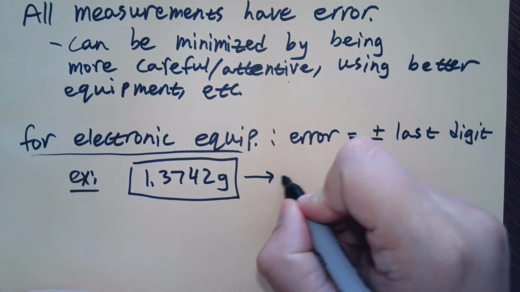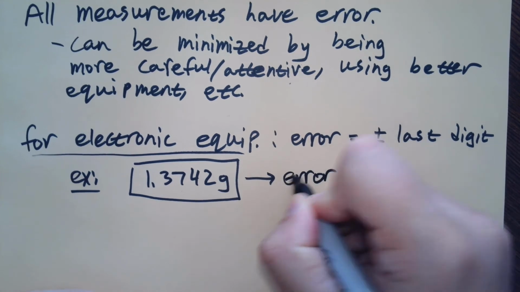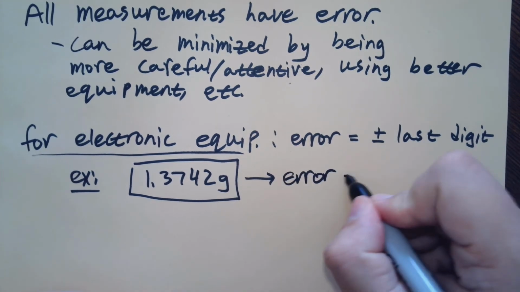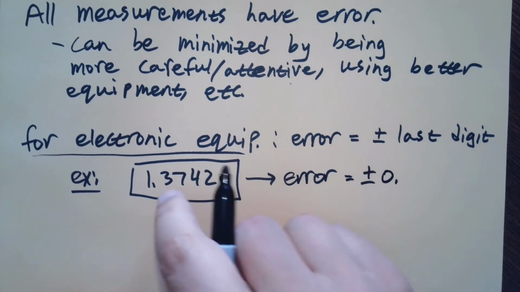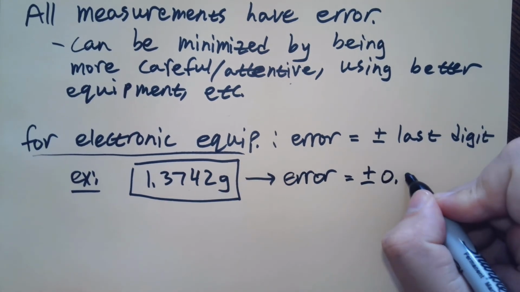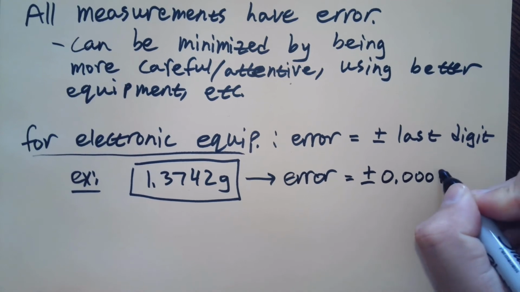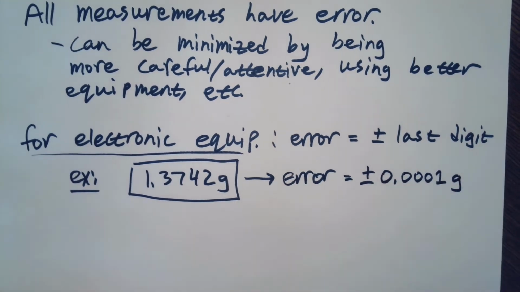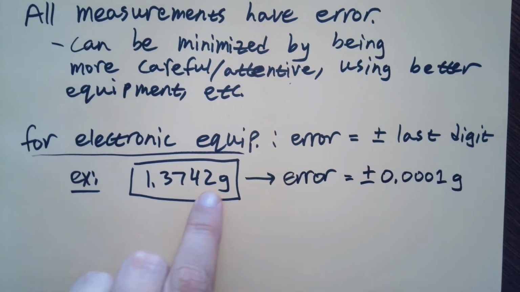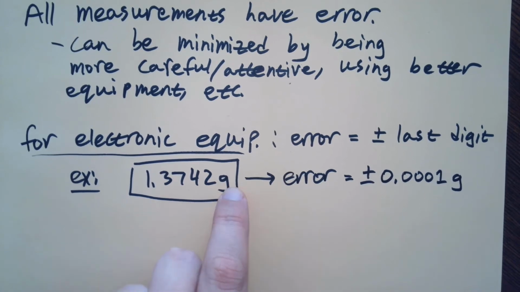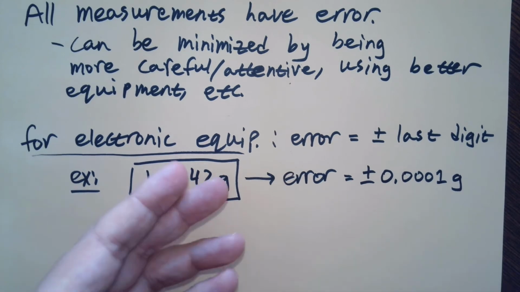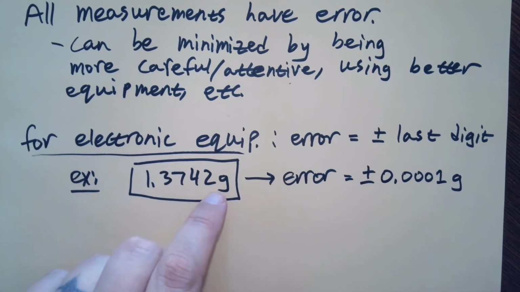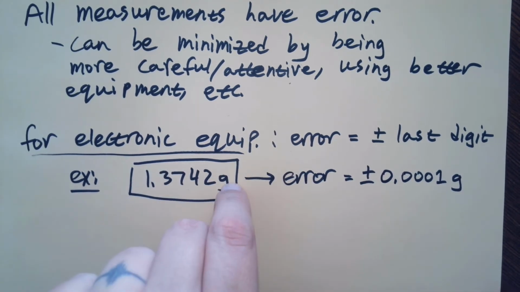So anyway, the error for this number would be plus or minus just that last digit. So it'd be to the nearest 1/10 of a milligram. So 1.3742 grams, give or take. Maybe this isn't a 2. Maybe it should be like 1.9, but you can't read that far, and the instrument isn't able to analyze that far either. So it just calls it a 2, or maybe it's a 2, 3.